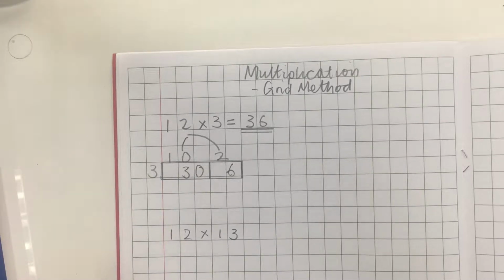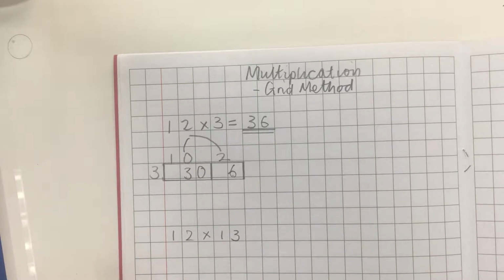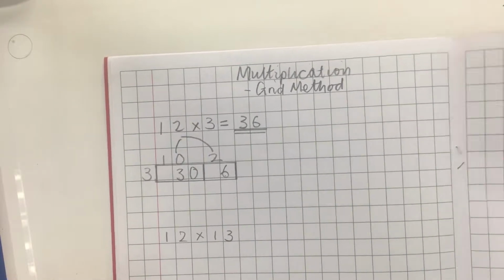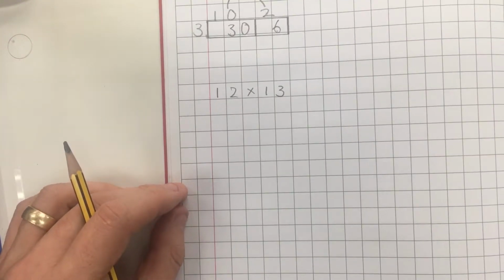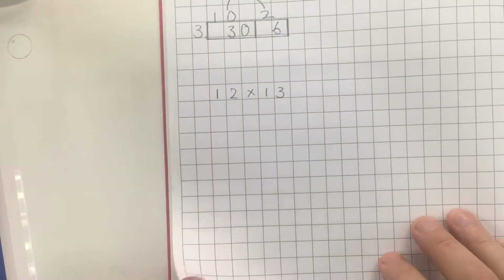Hi, in this video I'm going to show you multiplication using the grid method. Last time, in video 3, I showed you 12 times 3. This time I'm going to show you a calculation with slightly bigger numbers, 12 by 13.